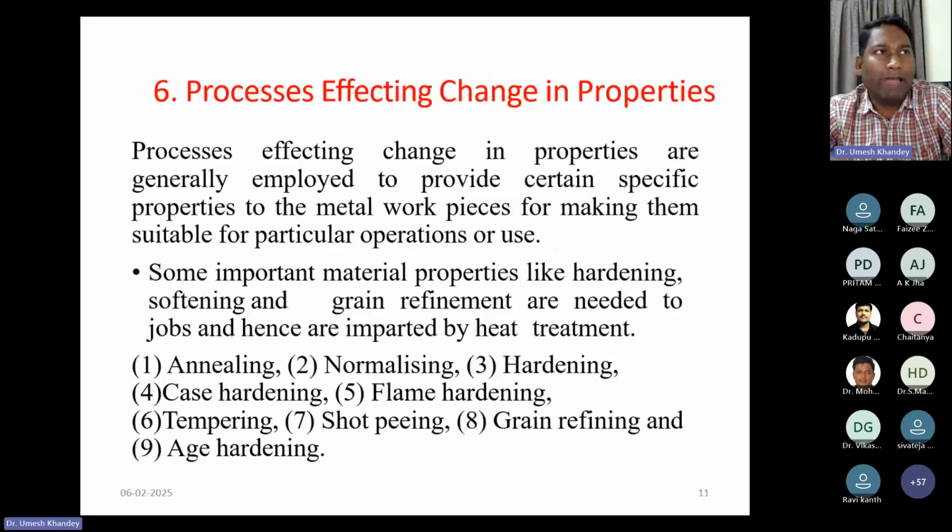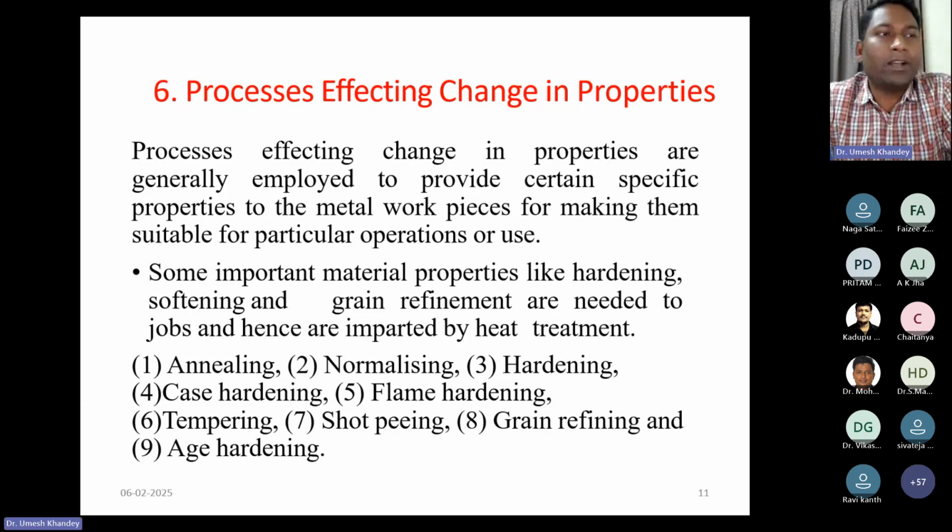Processes affecting change in properties, as I told you, include some heat treatment processes. That ultimately depends upon your requirement, what kind of material you wanted to have with you, or what kind of product you wanted to have. Either improved tensile strength, or you can opt for hard surfaces with soft core materials.